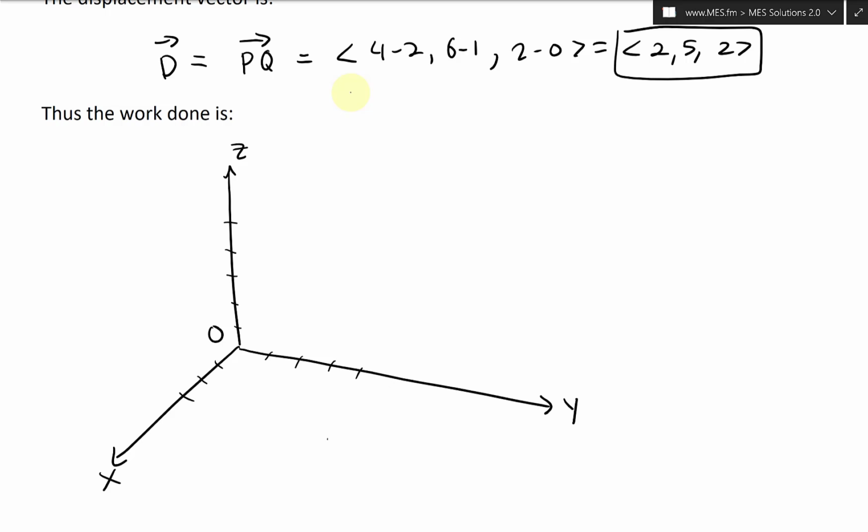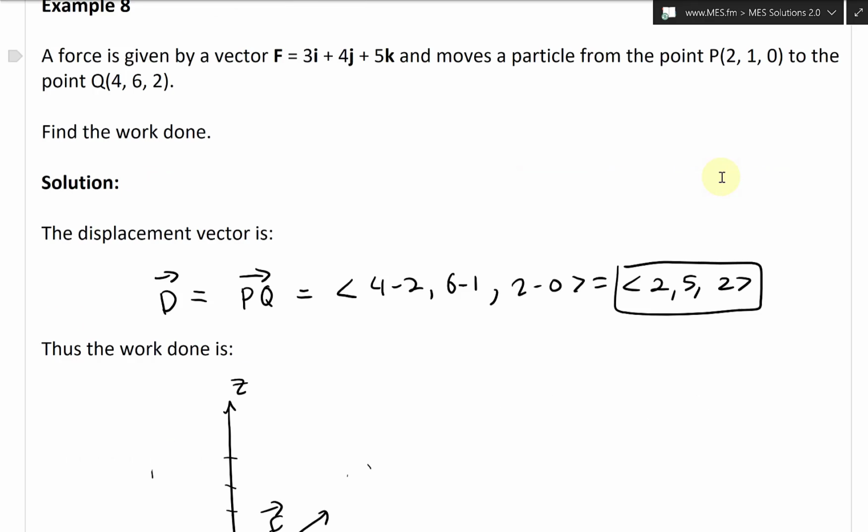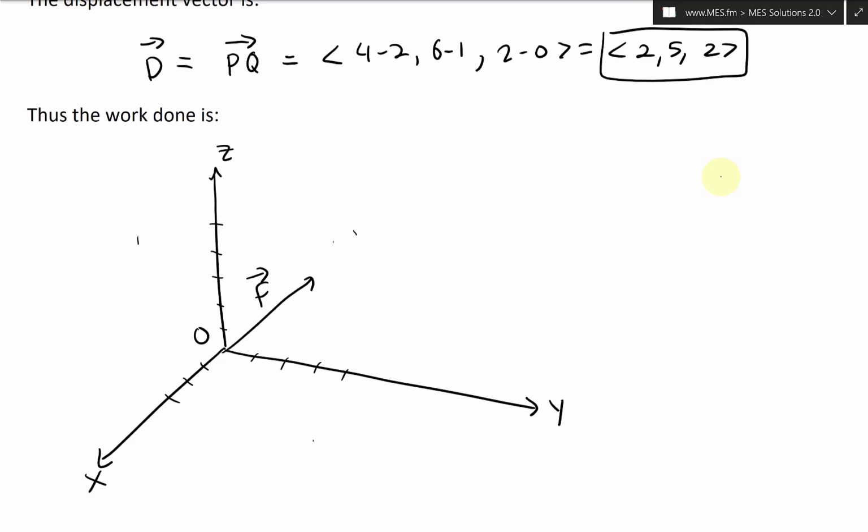And let's just draw this in 3D here. This one projected is going to be across here. This one's going to be across here, and it's going to look somewhere like this. So this is our force F, and then our particle is going to be moved from point P, 2, 1, 0. So it's going to be 1, 2. Oh yeah, it's 2, 1, and 0. So it starts from here.